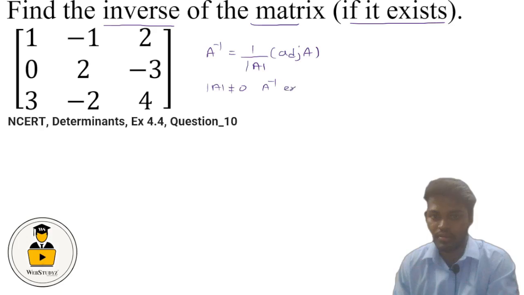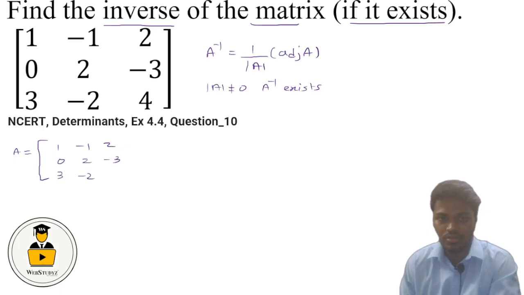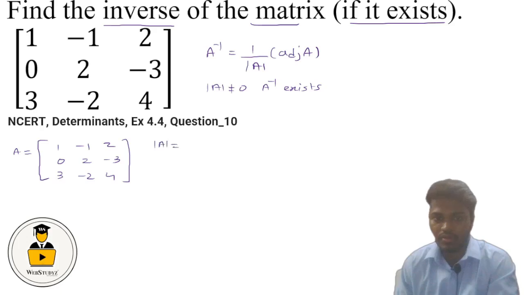So first, let us assume that the matrix A is equal to [1, -1, 2; 0, 2, -3; 3, -2, 4], and we will calculate the determinant of this matrix. So determinant will be 1 into (2 into 4 is 8, minus of minus 2 into minus 3 will be plus 6). So this will be 8 minus 6.